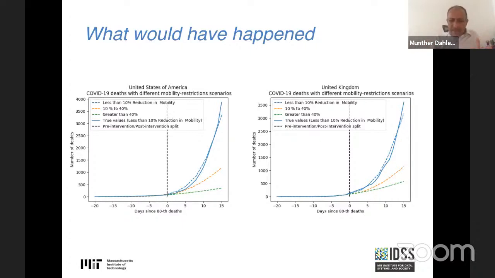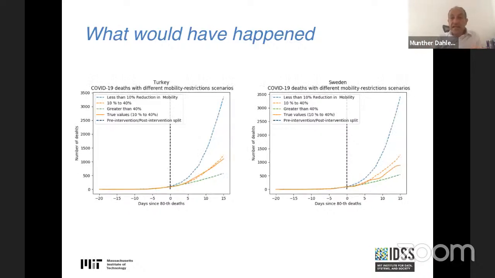How do I know that this makes sense and so forth? Of course, I have to show you that there's a statistical validation to this particular approach. But here's an interesting example. So in Turkey, who applied a lockdown early on, they were in the 10 to 40%. They were in this region over here. If they didn't do that, this is the predicted number of deaths that they would have had.